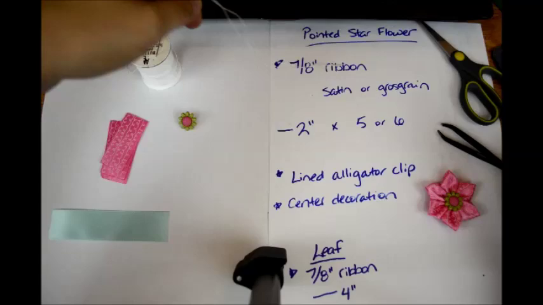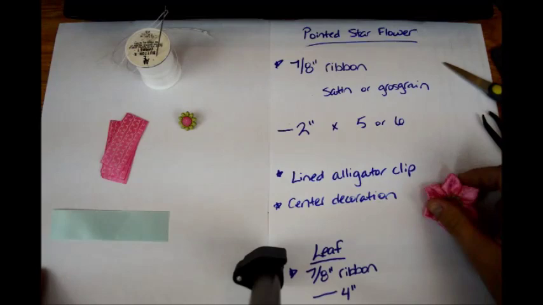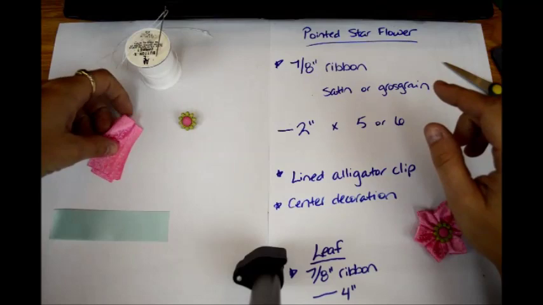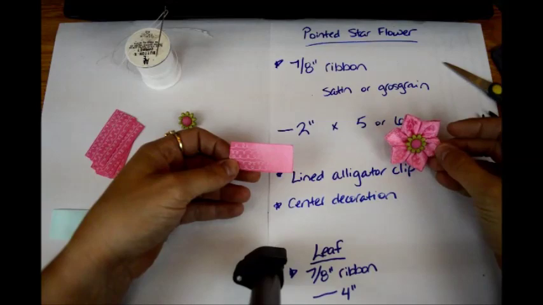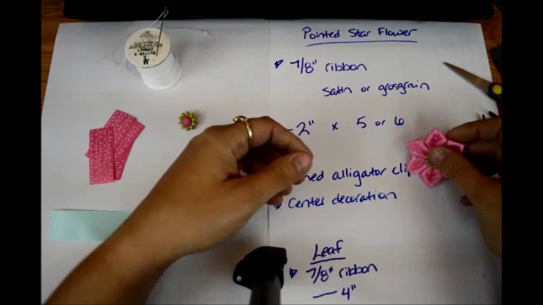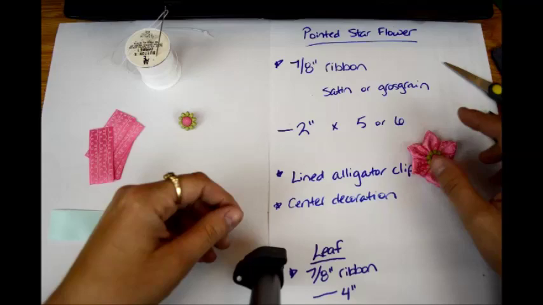You're going to need 7/8 inch ribbon. It can be satin or grosgrain. It doesn't matter which. And you're going to need 2 inch pieces like this. And you're either going to need 5 or 6 of them. Now, if you're using satin ribbon, usually you can get away with doing 6 like this one. But if you're using grosgrain, the ridges make it a little thicker, so whenever we pull the edge to make the petal, sometimes you can only fit 5 around.